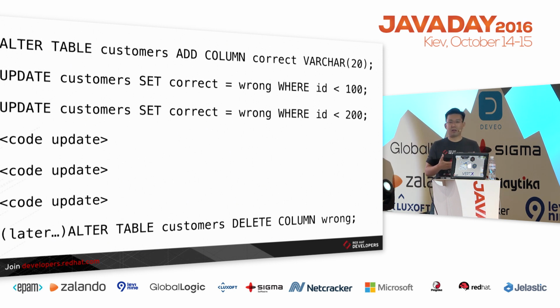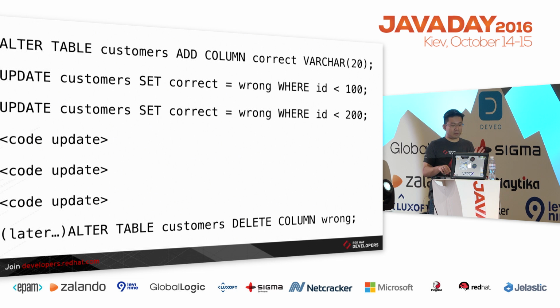Instead of just renaming a column, I have to first add a column, then update my data set without locking. I suppose it takes a long time to update the records. To copy the one from the other, I have to update customers set correct equals wrong where ID is less than 100, then bigger than 100 and less than 200. So then I need a series of code updates. Later I can delete the column. The basic idea here is that I'm not going to execute destructive statements in my DDL, and I'm going to need a lot of baby steps, SQL updates to my code base to allow for zero downtime migrations.